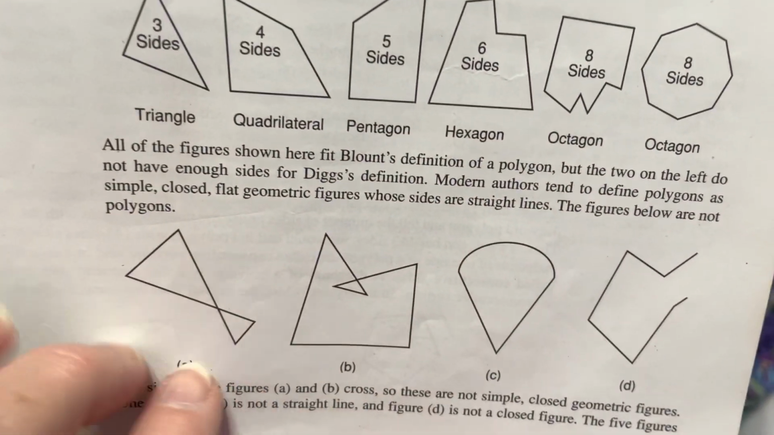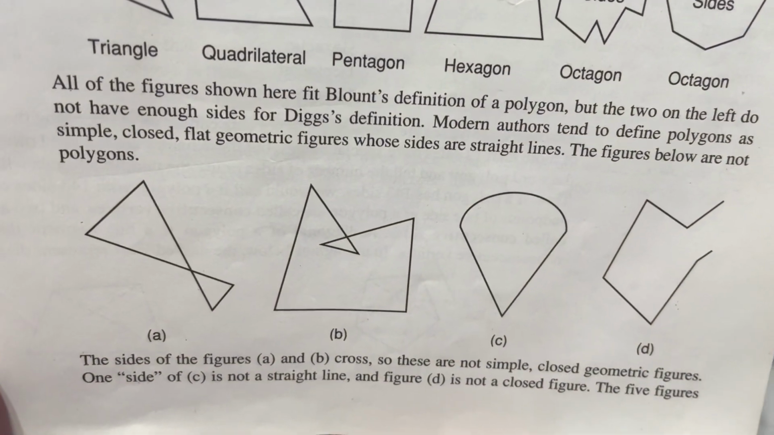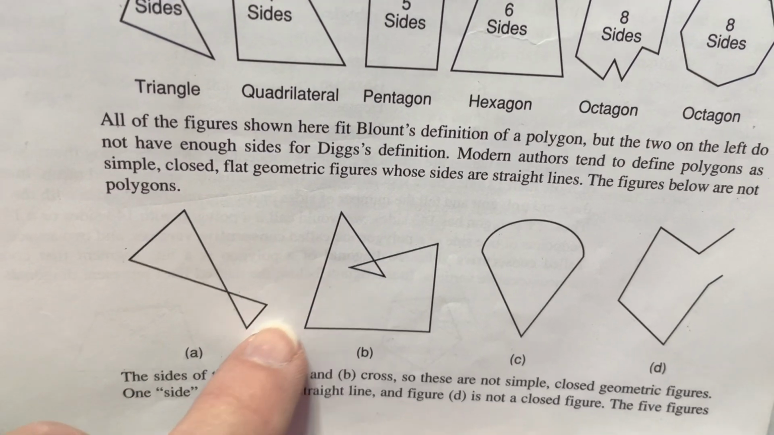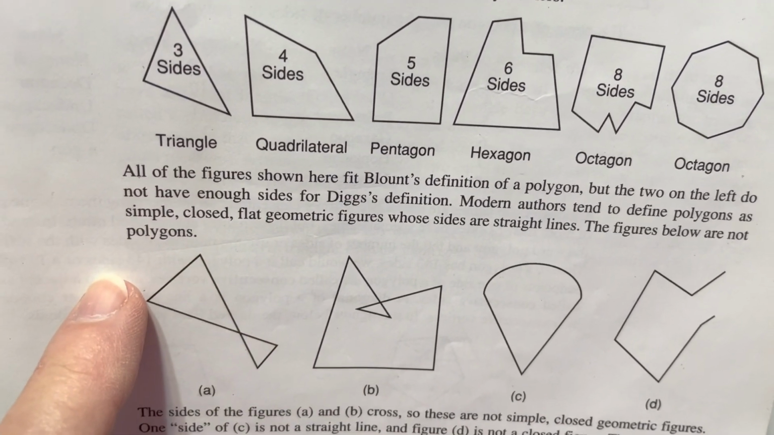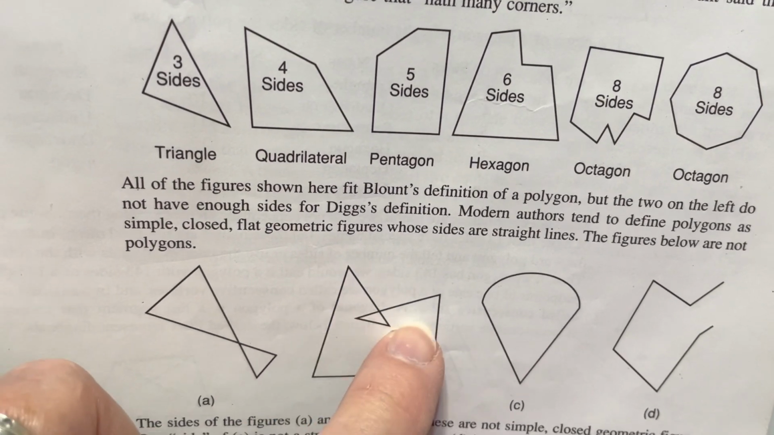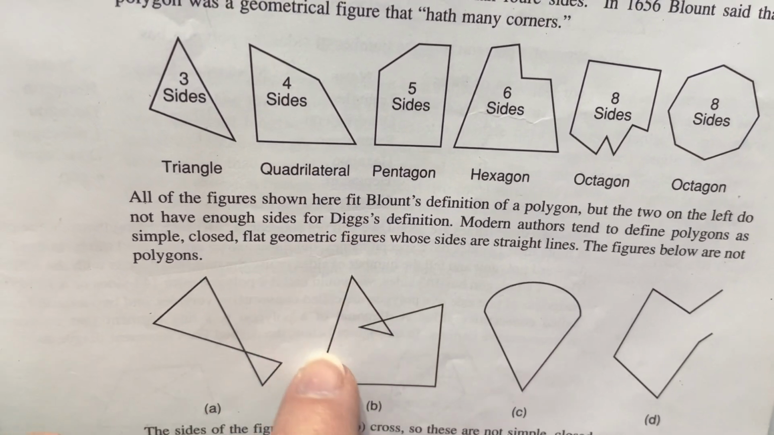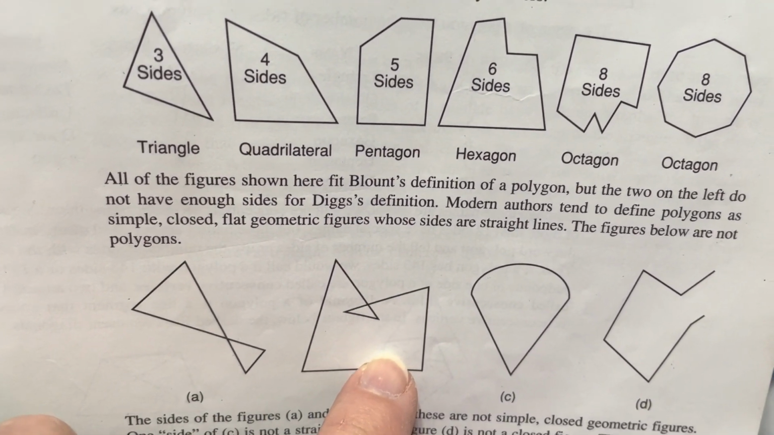Now down here, these are figures that are not polygons. This one crosses over itself, kind of like a bow tie. That is not a simple figure. This figure crosses over itself. It is not a simple figure. It is not a polygon.